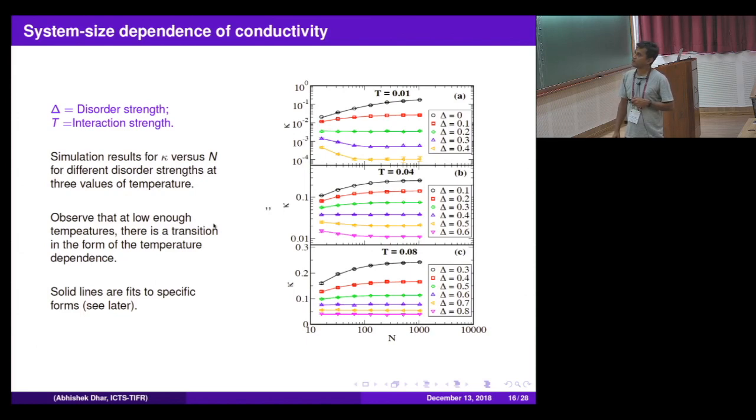Okay, and then these points are the data from numerics, and the solid lines are fits to some specific forms that we have, which I'll explain. Of course, if you go to high temperature, then you don't see this kind of transition in behavior. Then it just looks like the weak disorder case.